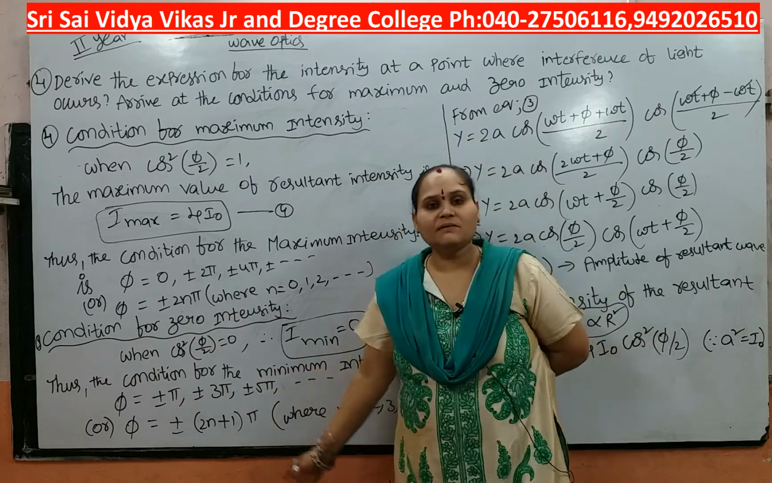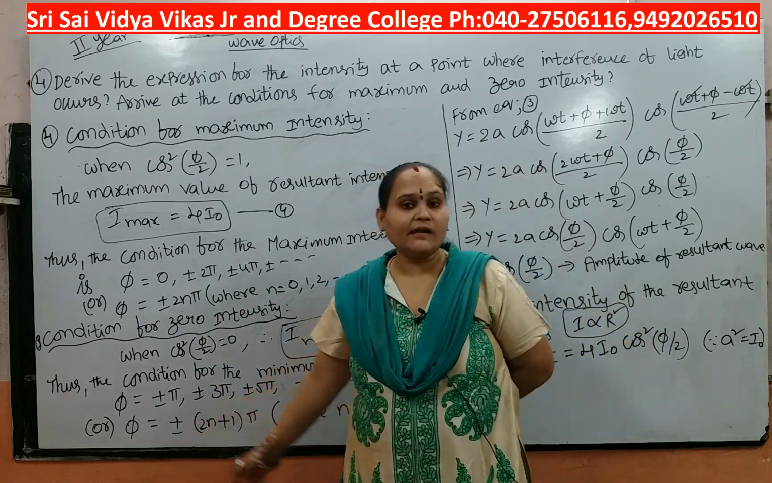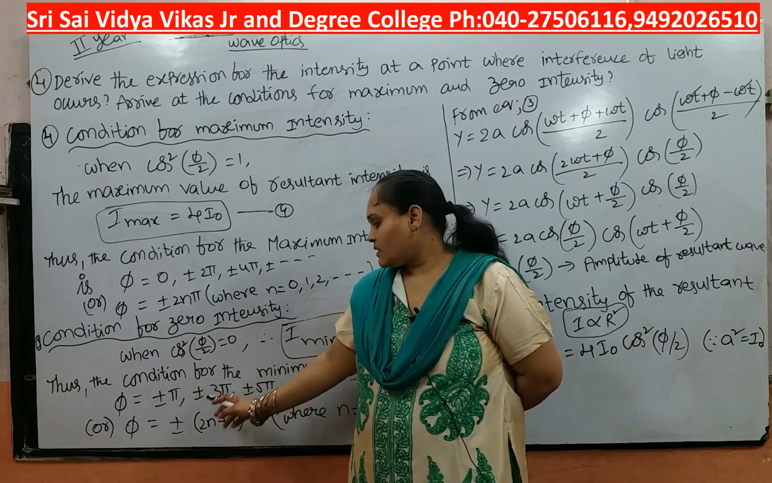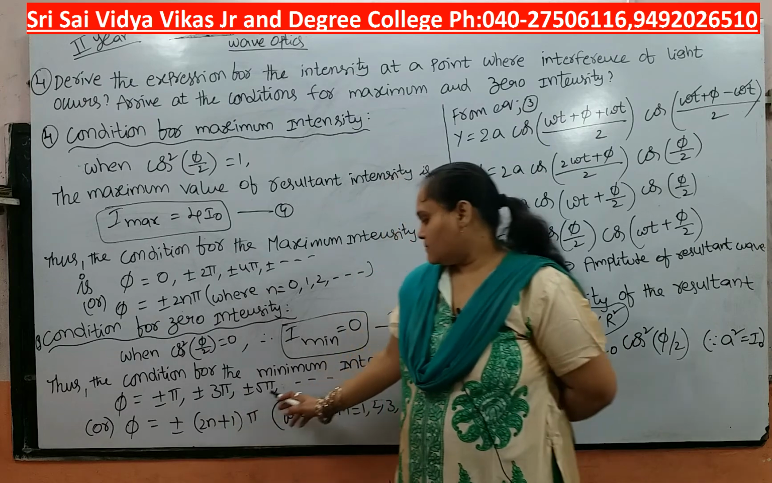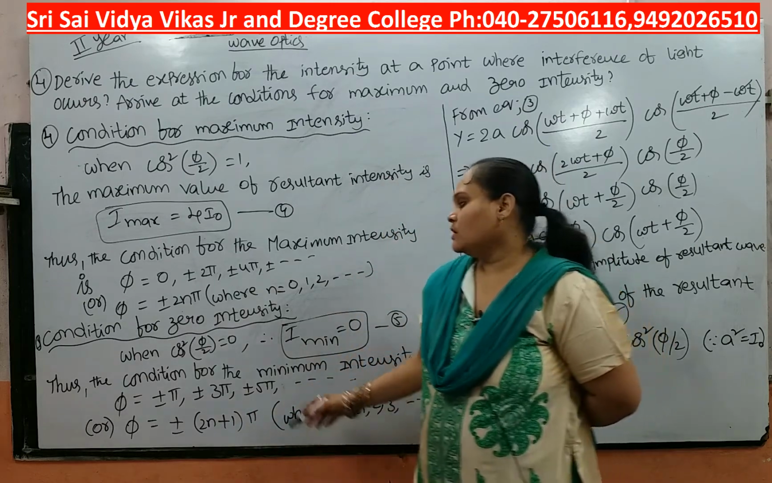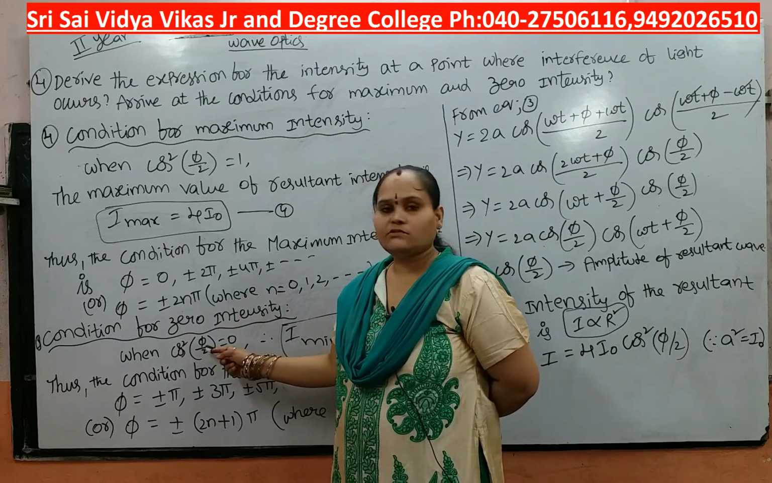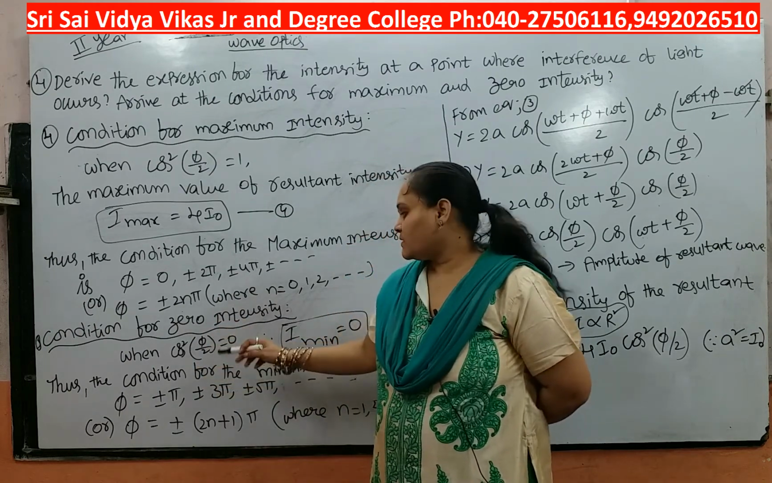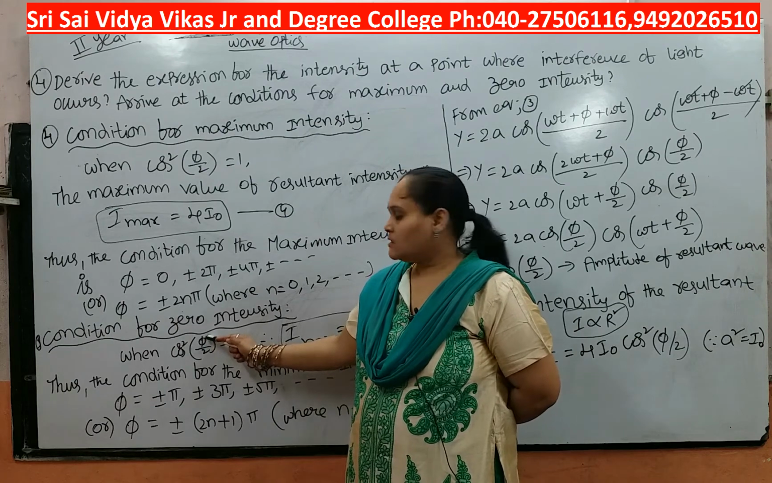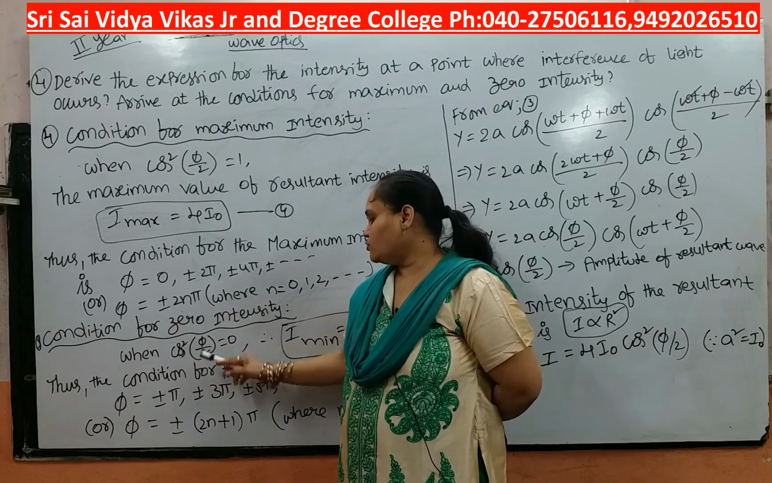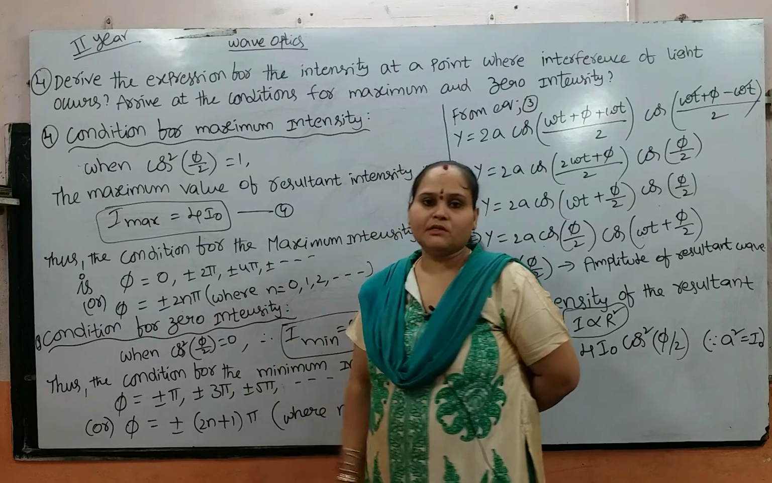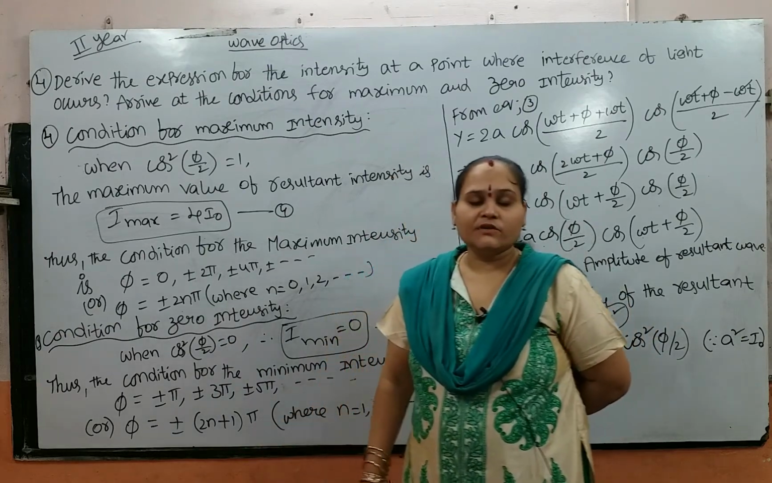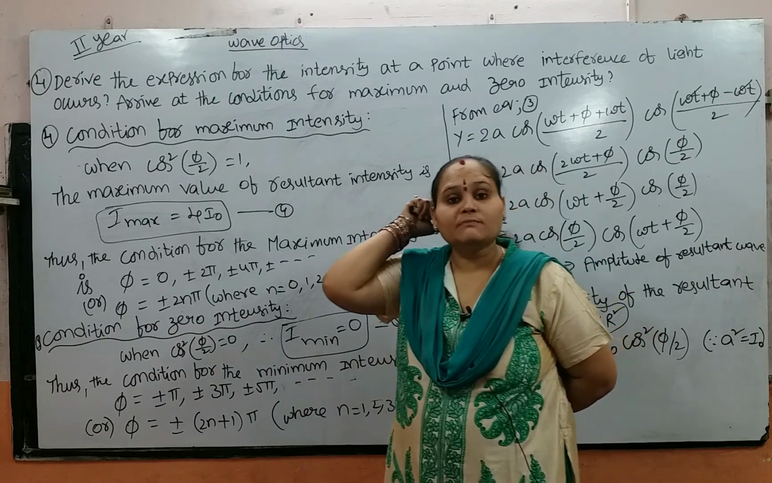So for the condition for the minimum intensity, we will take the phi values as plus or minus pi, plus or minus 3 pi, plus or minus 5 pi, and so on. Cos square pi by 2, cos square 3 pi by 2, cos square 5 pi by 2 all give the value 0.